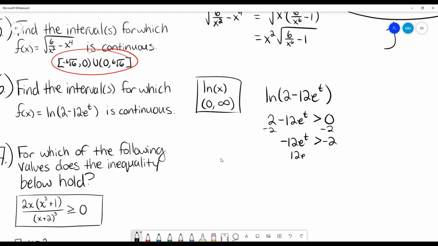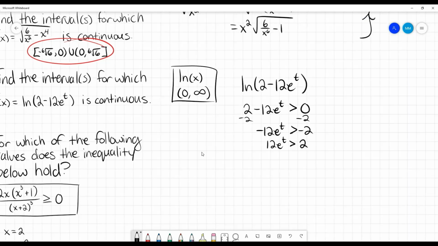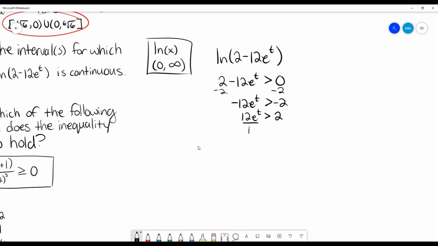Take out my negatives. Since they're both negative, I'm just going to flip that. Now I'm going to divide both sides by 12, so I can get that e to the t all by itself. So I get e to the t is greater than 2 over 12, or just e to the t is greater than 1/6. And now our t is in that exponent, so it's a little bit tricky, but we're going to pretend right now that this is an equal sign and not a greater than sign. And we're going to use our log rules.